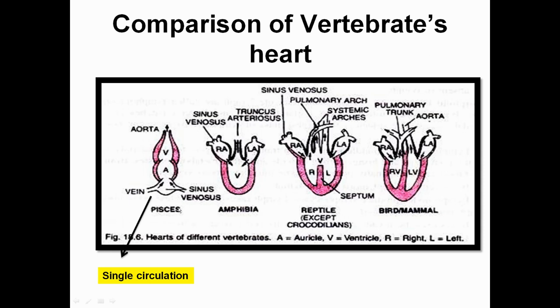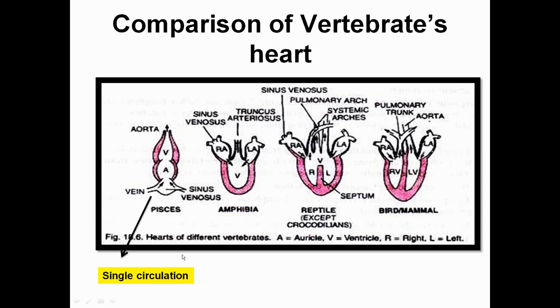Pisces have single circulation, that is a single chamber. Then amphibians have three chambers, and birds and mammals have a four chambered heart. Okay, you can see the single circulation present in the heart of a fish, and this type of circulation is referred to as single circulation.